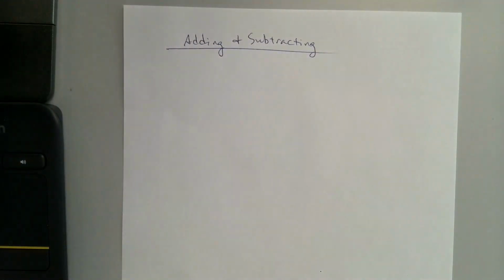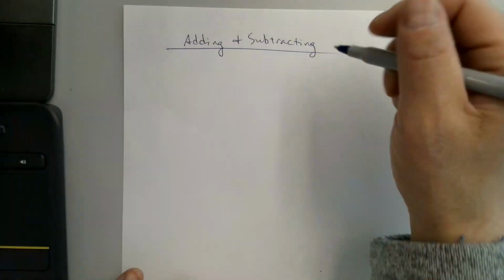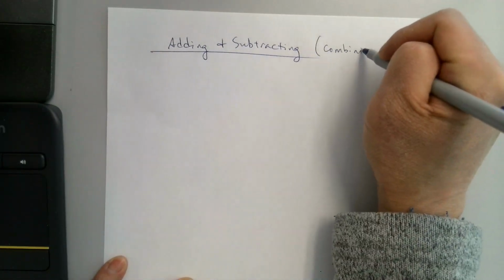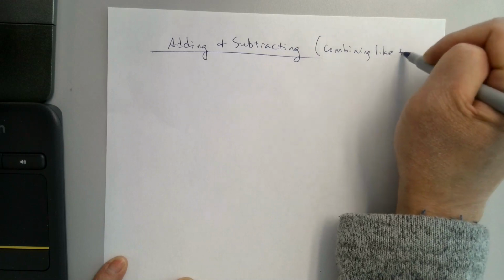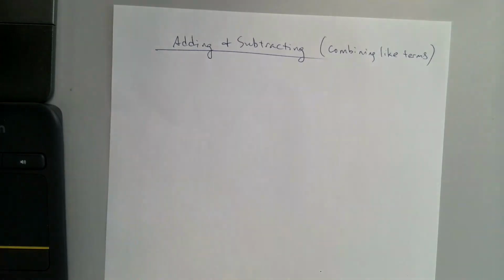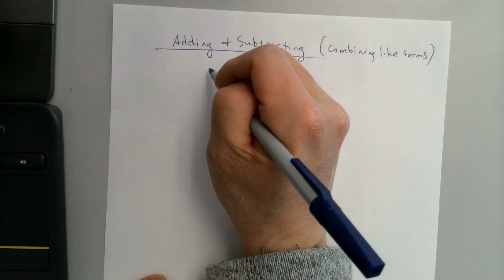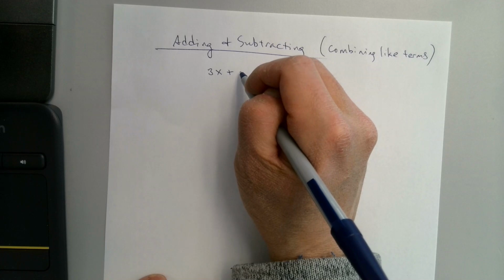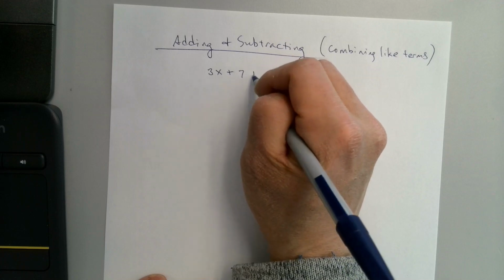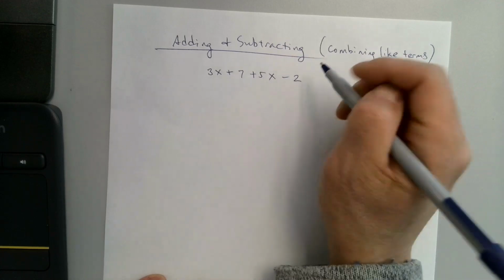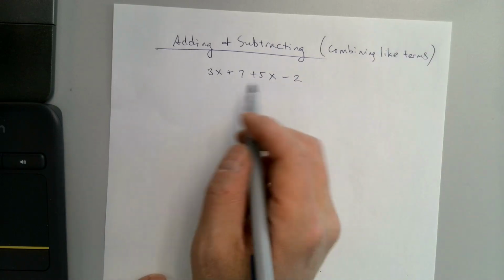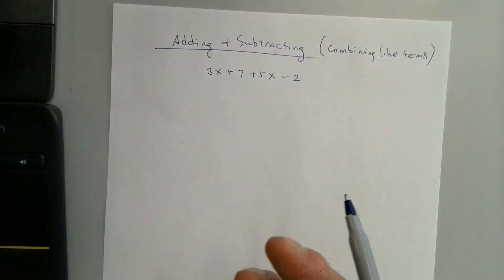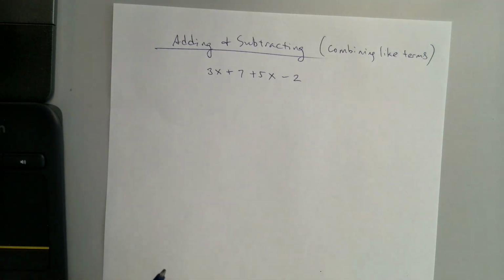Okay, adding and subtracting polynomials. You can think of adding and subtracting polynomials as combining like terms. And that's something we've heard before. When we had equations with terms, some of which had x's and terms that didn't have x's, we often had to combine like terms before fully solving the equation.